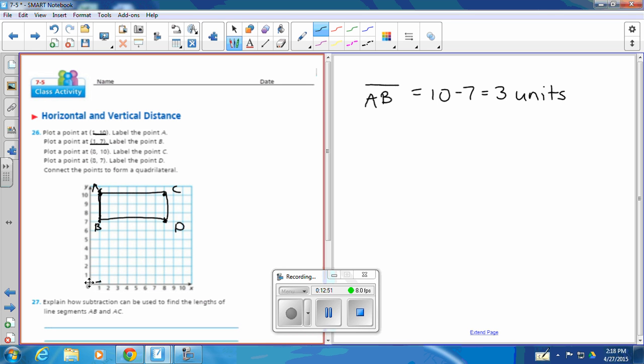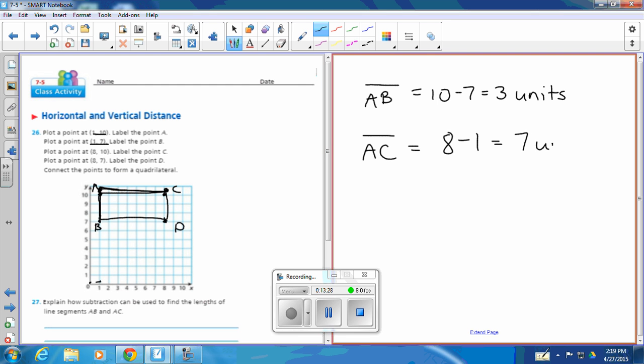So that's one way to find it. Yes, we can count, but if it was a really big shape, we could always subtract. Now let's say we were trying to find segment AC. That one runs horizontally. So what would we need to subtract in this one? We'd want to subtract the x coordinates because our y coordinate is the same. Both of them are 10. So we'd subtract the x coordinates, which for C is 8, and for A is 1. So 8 minus 1 would be 7 units.